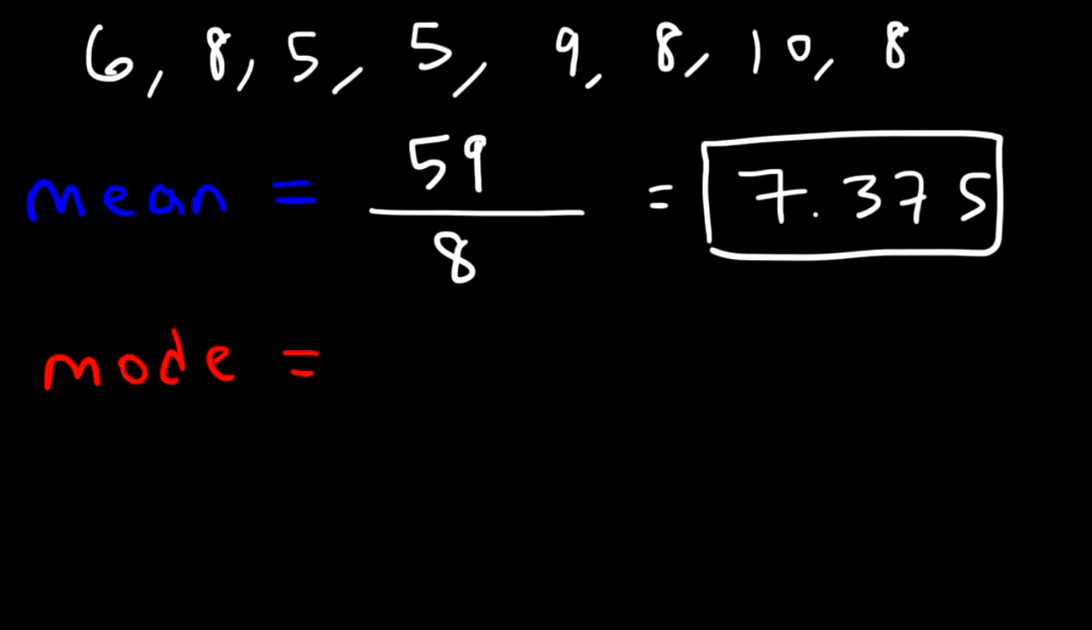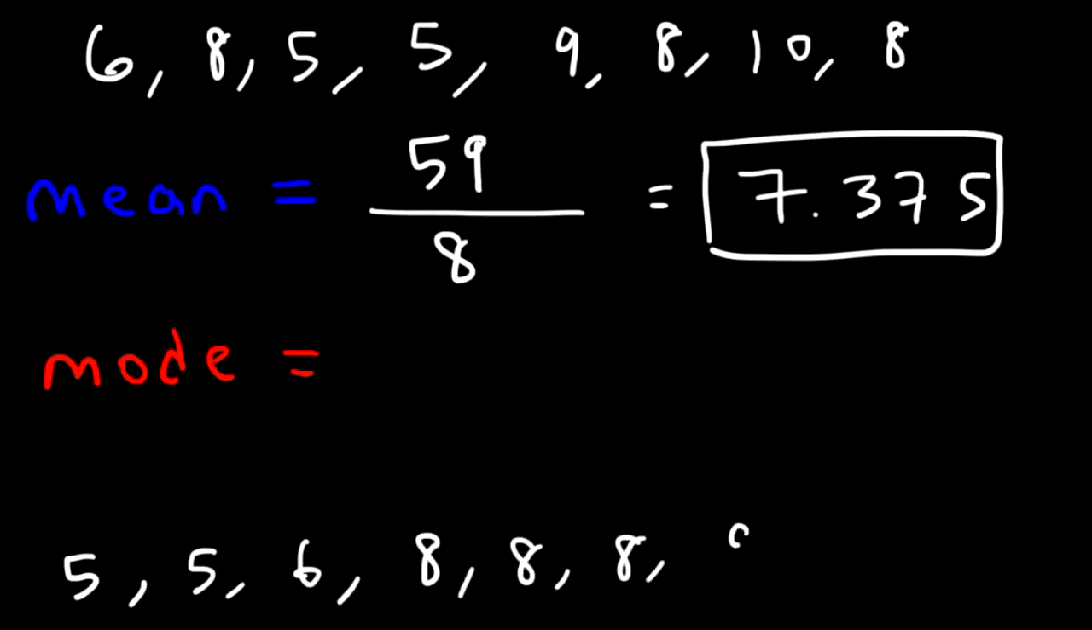Now before we do that, let's put the numbers in increasing order, as we did before. So the lowest number is 5, there's 2 of them, and then we have a 6, there's 3 8s, there's a 9, and there's a 10. So notice that 8 is the number that occurs most frequently. There's 3 of them. So the mode is 8.